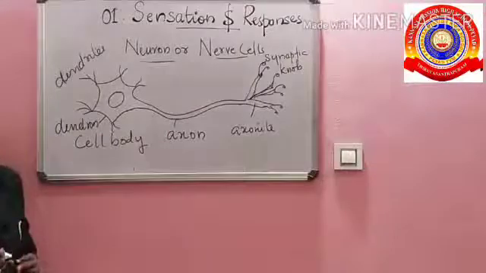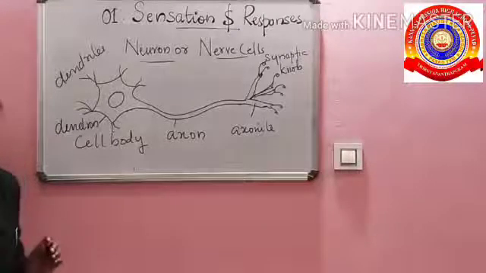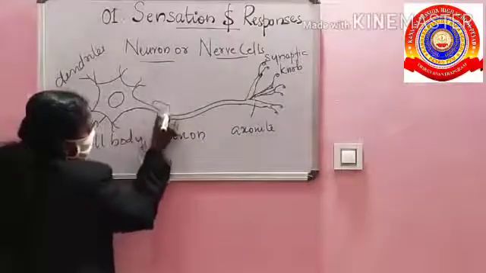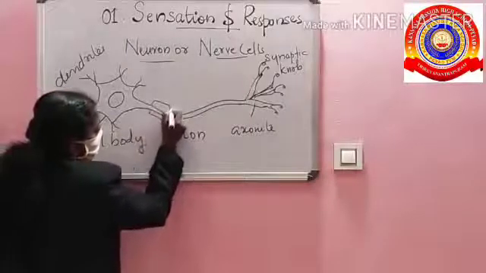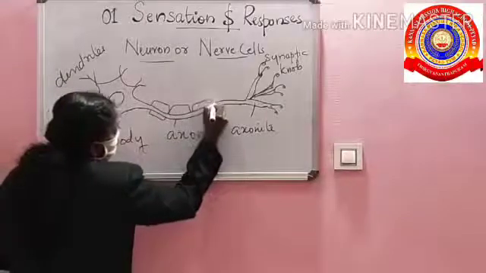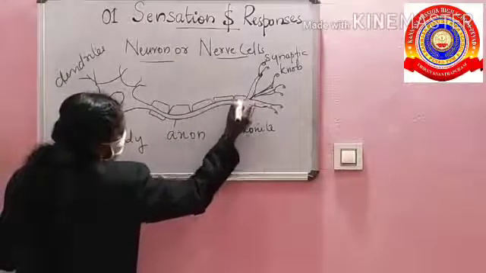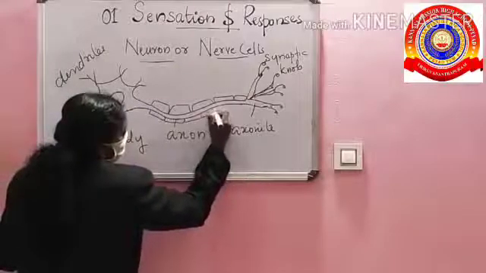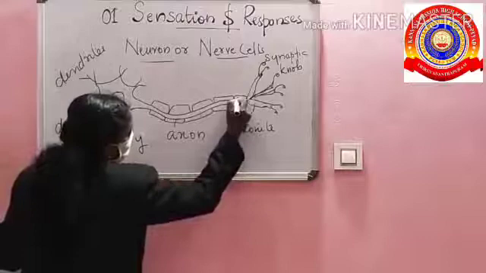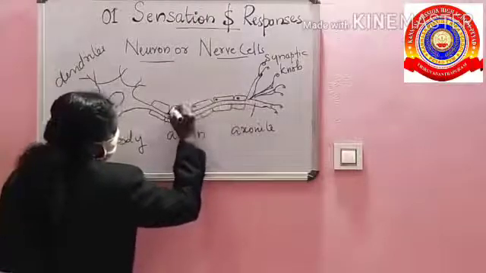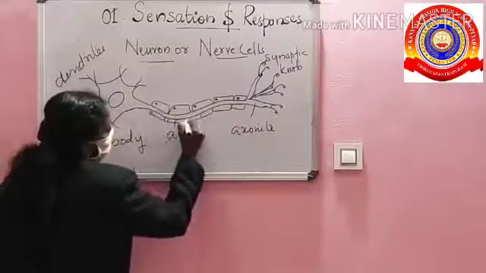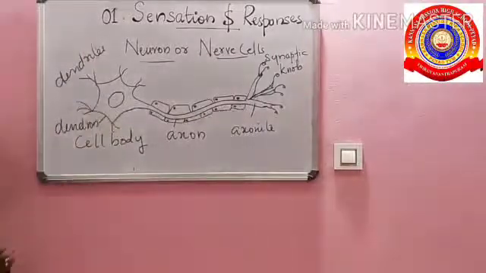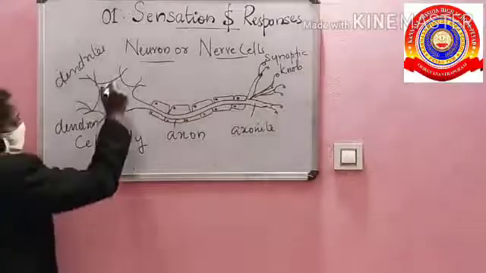This axon is covered by a sheath called myelin sheath. The axons of most of the neurons are covered by a sheath called myelin sheath, which is made up of a lipid membrane. Okay, this is the structure of the neuron.